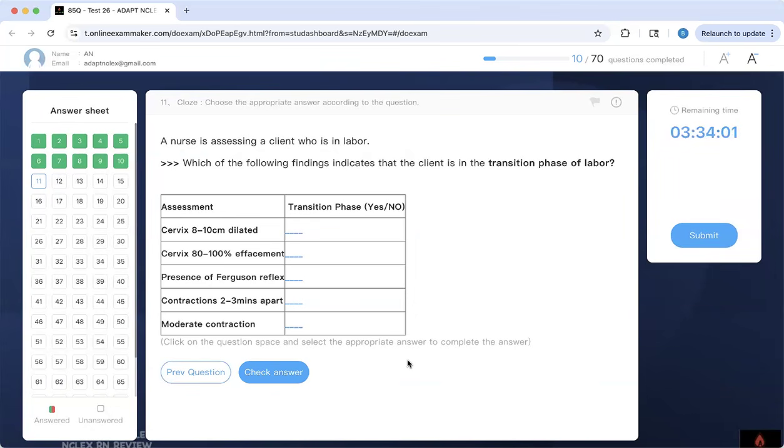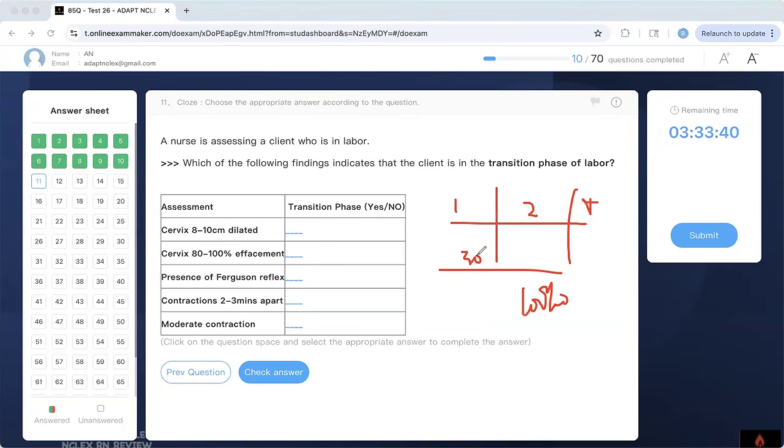You pick your answer. I will tell you the strategy. The phases of stage 1 are divided into 3. Phase 1 is latent, phase 2 is active, and the transition zone is here. How do you divide them? This all has to be 100%, and therefore this is 30, this will be 70, this will be 80 to 100%. Centimeters is the same: 3 centimeters, this is 4 to 6 centimeters, and this is 8 to 10 centimeters. That's all. Therefore, which one? You pick your answer choice.